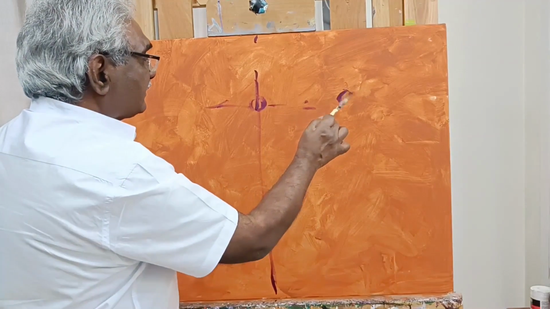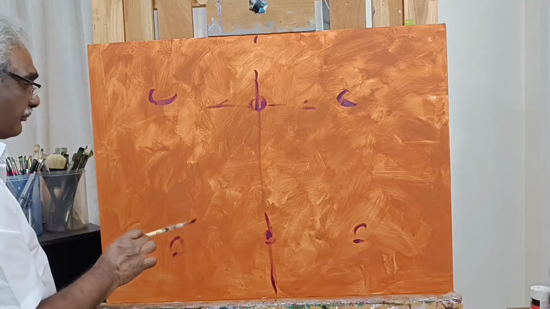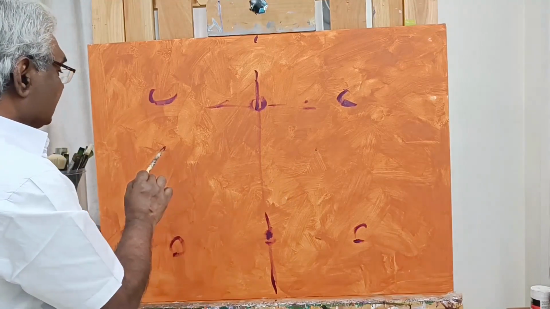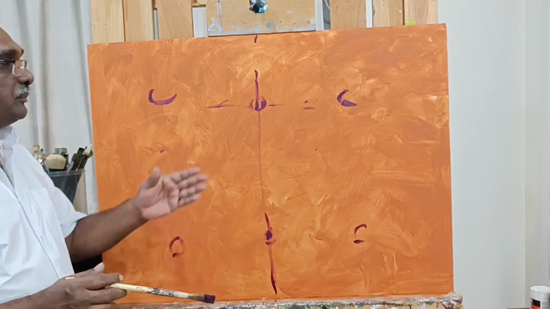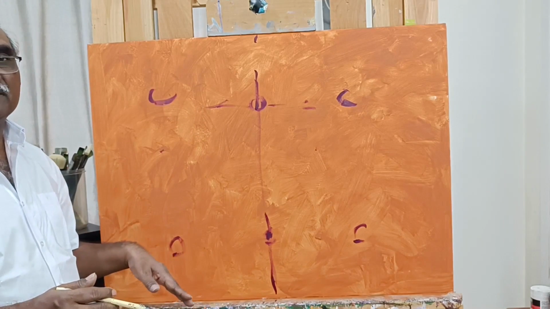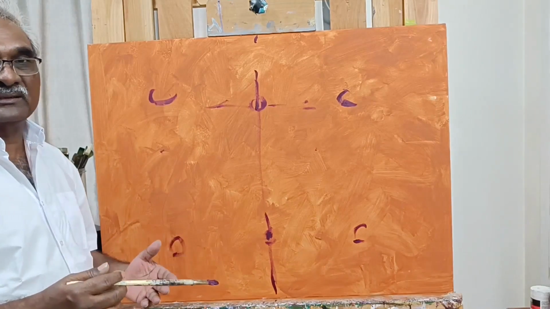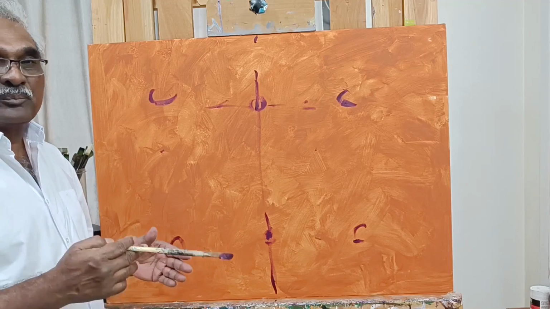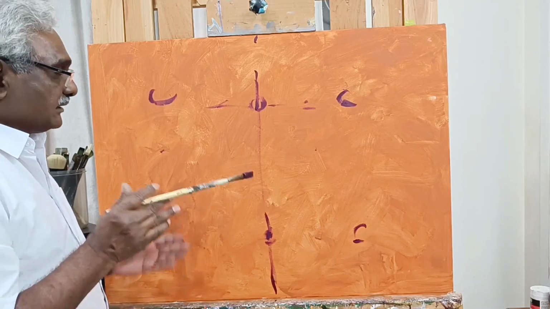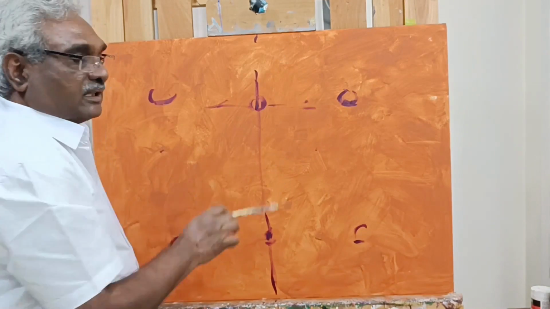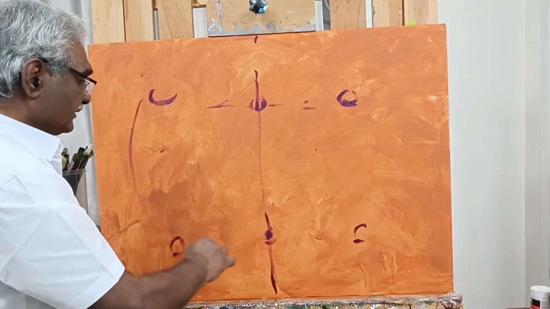That means here or here or here or here. This is the right side. This is the left side. So are you going to put your focal point on the right side or the left side? That's the question again. What are the pros and cons of the right and left sides? Usually our vision goes to the right side of the canvas, not the left side. First we will see the right side, then our eye will move this way.